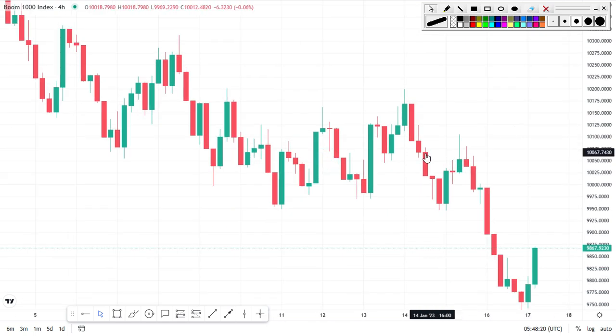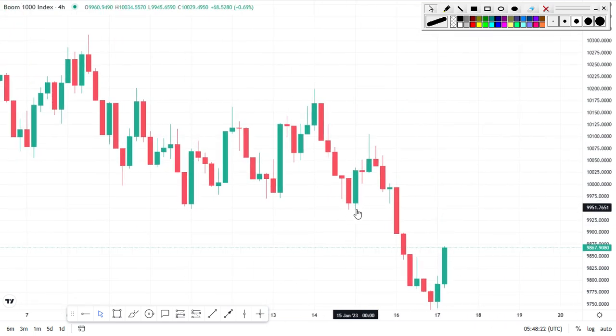Now if you also look down here, you can see we had a bullish engulfing. The price actually pushed up, but not that much. And that's the reason why you need to understand the trend first. We started the journey with the trend.